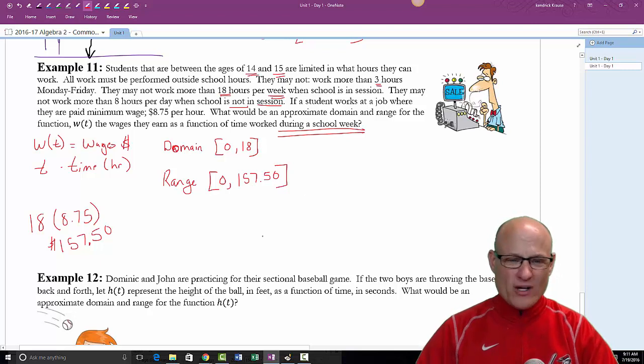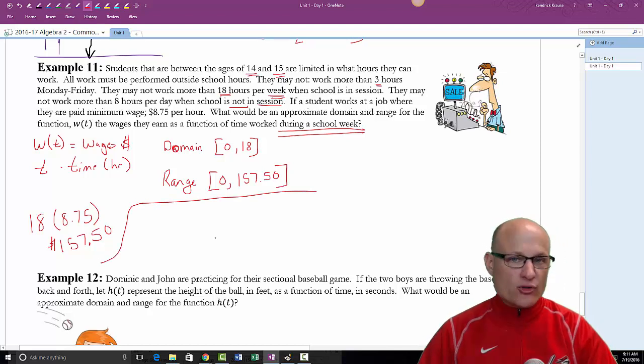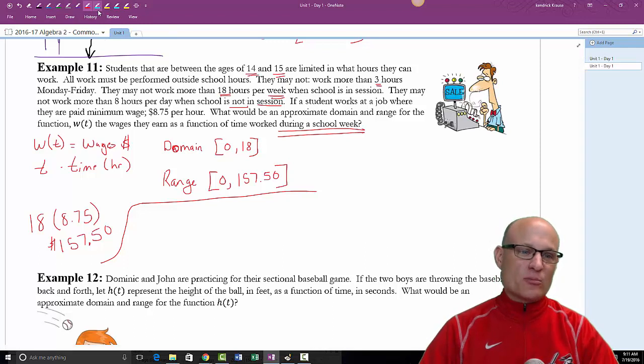Now, what if it was not during a school week? What if it was during summer vacation? Or what if it was during spring break or holidays? Well, then it said you are not allowed to work more than 8 hours per day.